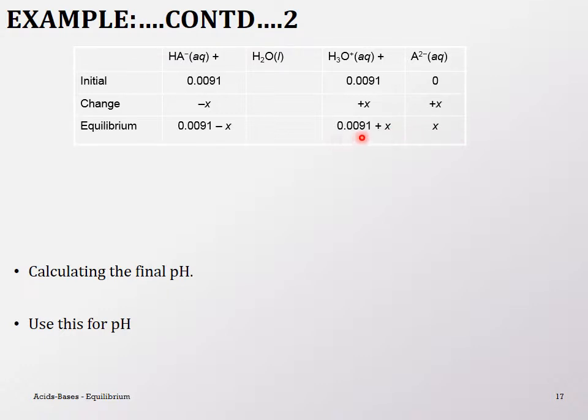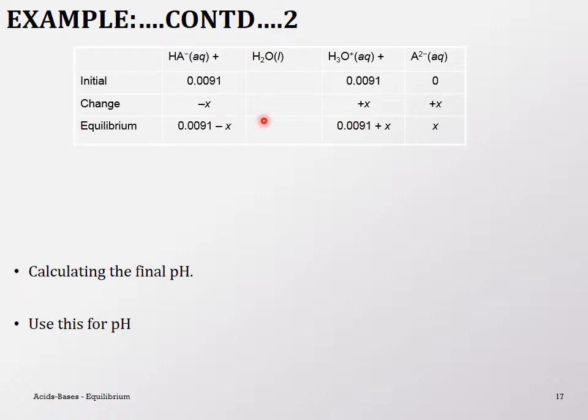Now remember, you already had 0.0091 molar concentration of hydronium ion already present in the solution. So now you're going to add more to it. That is why this is already there. These numbers are already there.